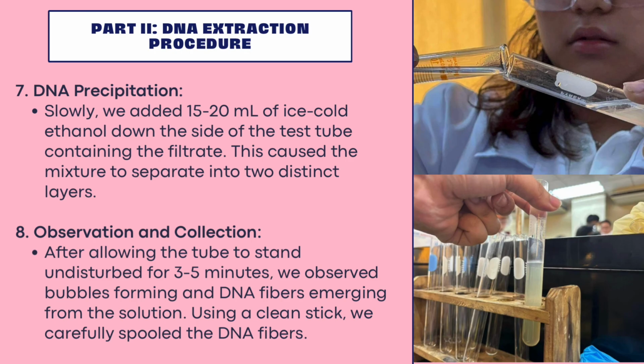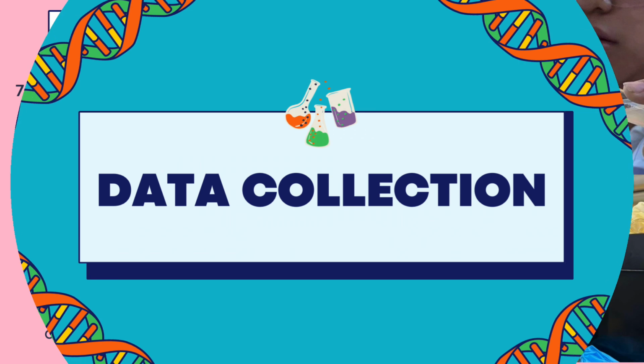Slowly, we added 15 to 20 ml of ice-cold ethanol down the side of the test tube containing the filtrate. This caused the mixture to separate into two distinct layers. And lastly, step 8, observation and collection. After allowing the test tube to stand undisturbed for 3 to 5 minutes, we observed bubbles forming and DNA fibers emerging from the solution. Using a clean stick, we carefully spooled the DNA fibers.